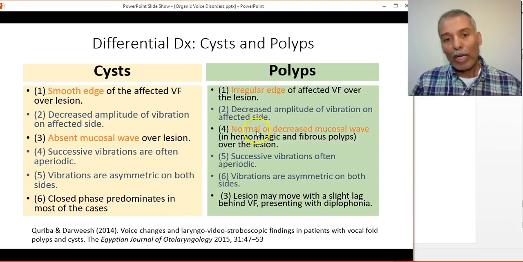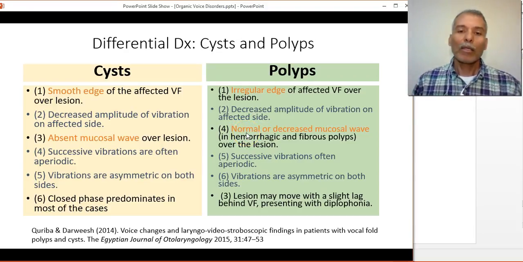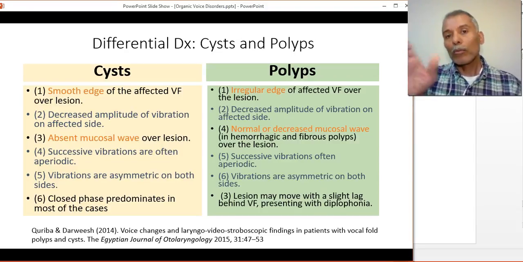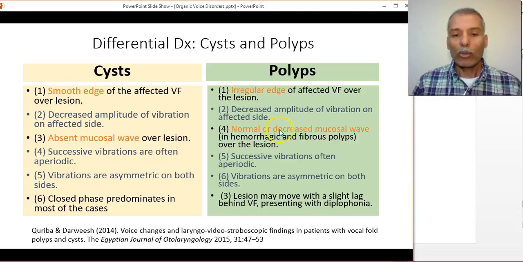So in here, you have decreased amplitude of vibration, also the same. And you have one aspect when you visualize the vocal folds: for cysts, the mucosal wave is absent. On the other hand, for polyps, the mucosal wave is normal or decreased, for example. So it could be completely okay, or it could be just decreased because of the mass.